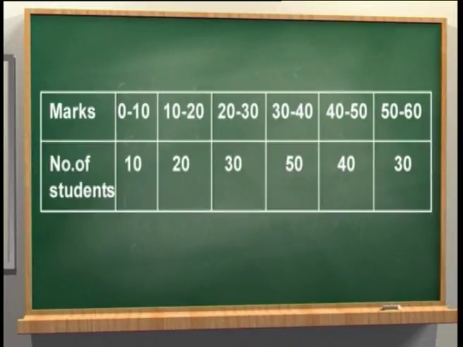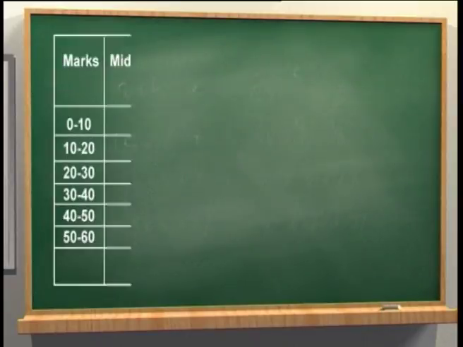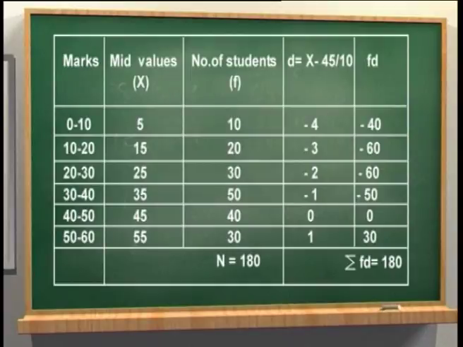Take an example for the second situation, that is, calculating mean for group data with class intervals. Look at this data. In the first column, the class intervals are given. In the second column, mid values are taken. In the third column, the frequencies are given. And in the fourth column, the deviation from the assumed mean is calculated. And finally, fd is calculated.